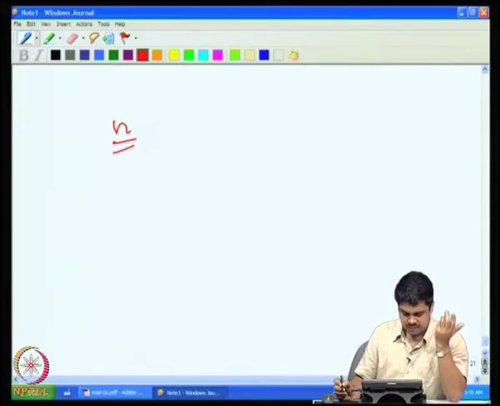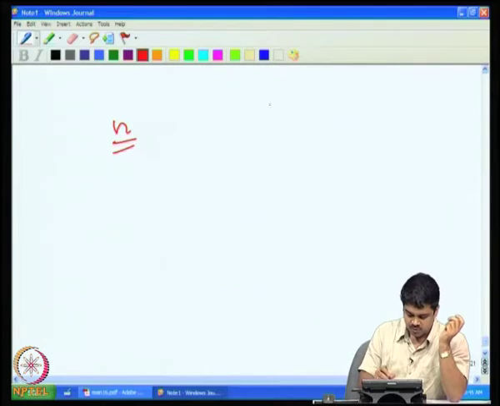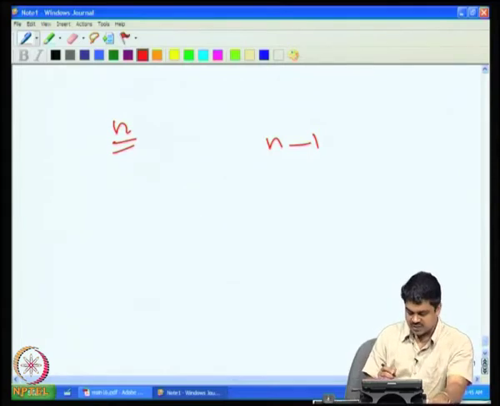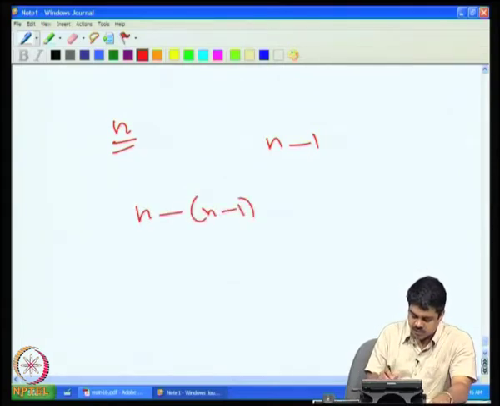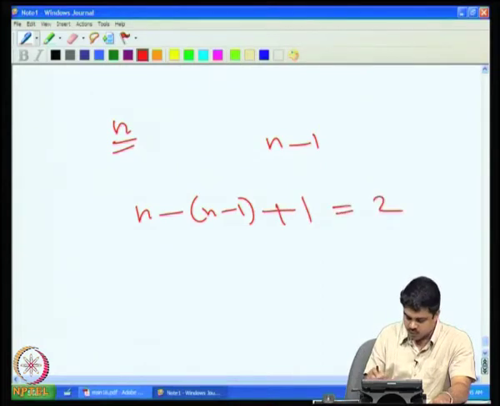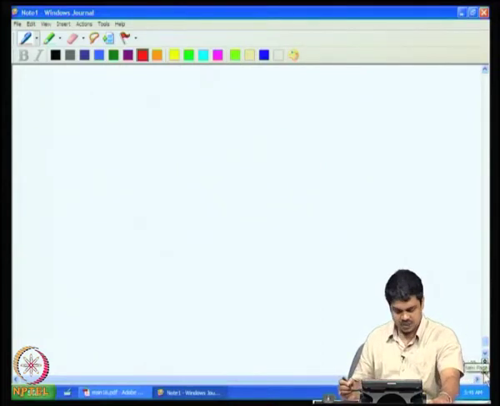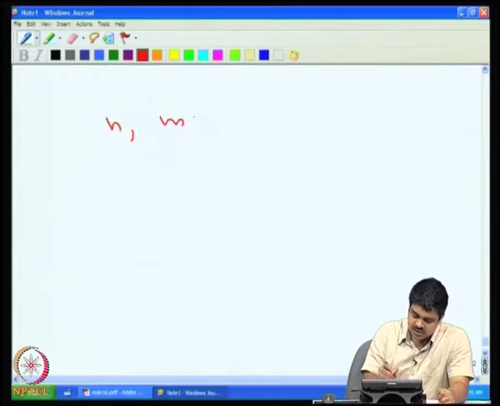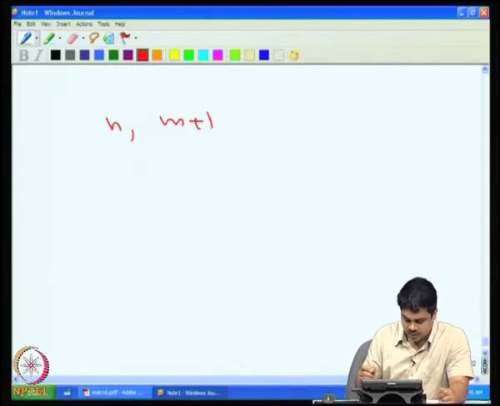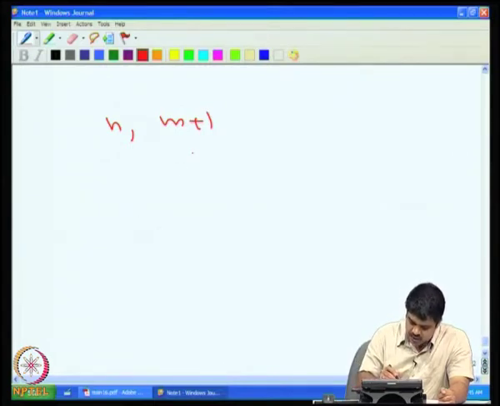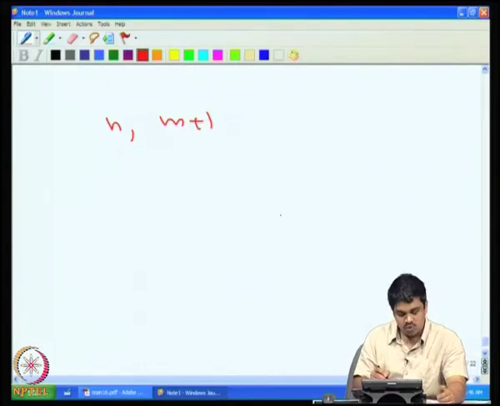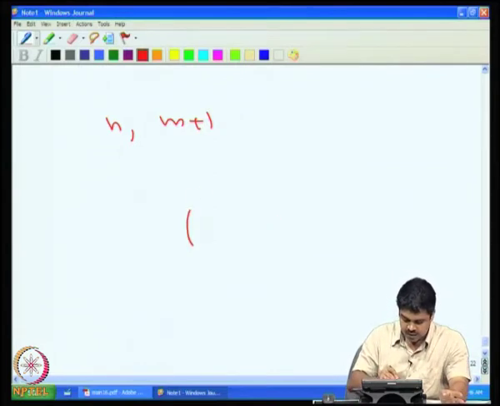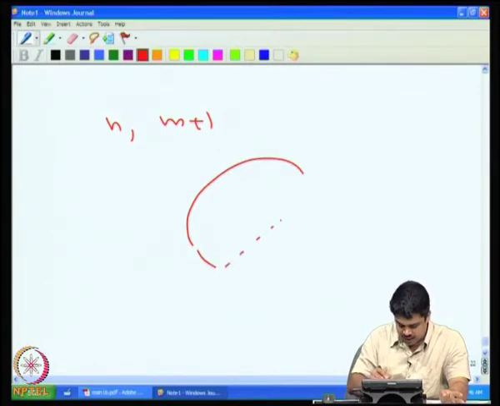For a connected graph, the minimum number of edges possible is n minus 1, and we have already seen that it is a tree. So the number of faces is 1, and we have n minus 1 plus 1 equals 2. That is correct. Now, suppose it is true for up to m edges. Consider n vertices and m plus 1 edges. Because there are more than n minus 1 edges, there is a cycle, so you can remove one edge from such a cycle.